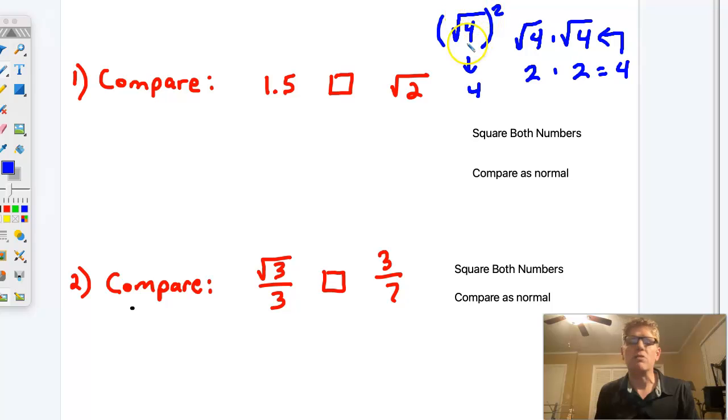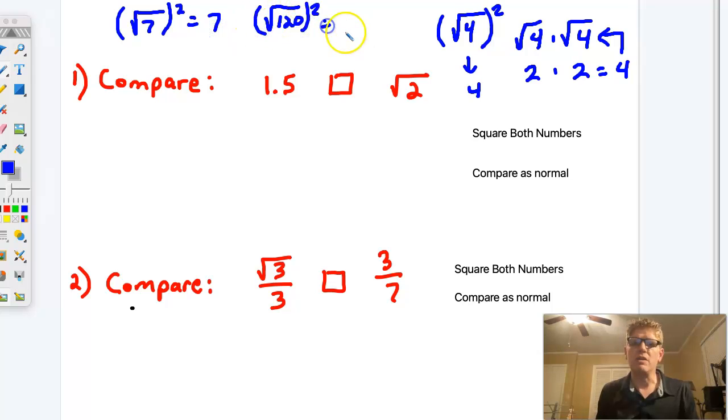This little check mark here is called a radical. I get the number that's under the radical. So the square root of 7 squared is going to be 7. And the square root of 120 squared is going to be 120. We get the number back that's underneath the radical. So let's use that in this particular problem.